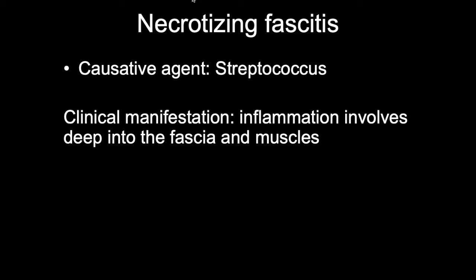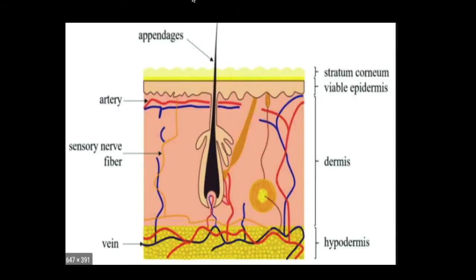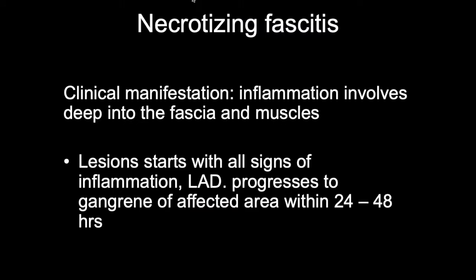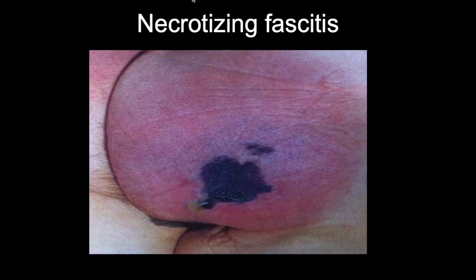Last for streptococcal infection is necrotizing fasciitis. This inflammation involves deep into the fascia and muscles, so at the lower portion of the skin and into the muscles and fascia. Lesions usually resemble erysipelas and cellulitis at the onset, but the lesions become violaceous and gangrene sets in after several hours to about 1 to 2 days later. Here are some pictures of necrotizing fasciitis.